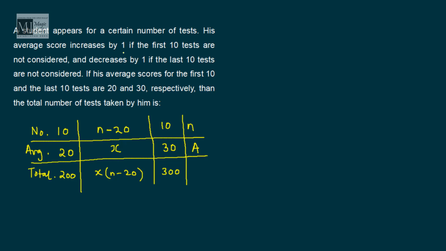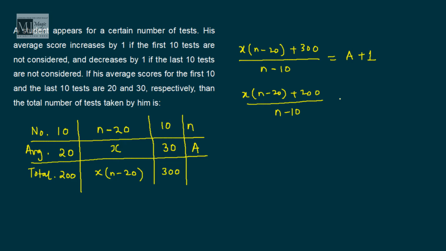His average score increases by 1 if the first 10 tests are not considered. That means what? Total of these tests is x into n minus 20 plus 300 when divided by these many tests, that is n minus 20 plus 10, n minus 10, then the average is A plus 1. A is the overall average. Similarly, if last 10 tests are not considered, then x into n minus 20 plus 200 by n minus 10, average would be A minus 1.